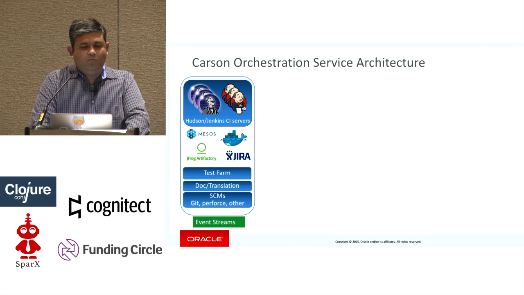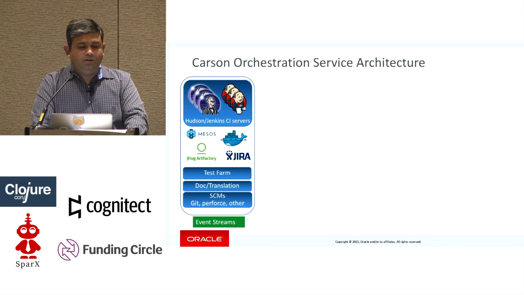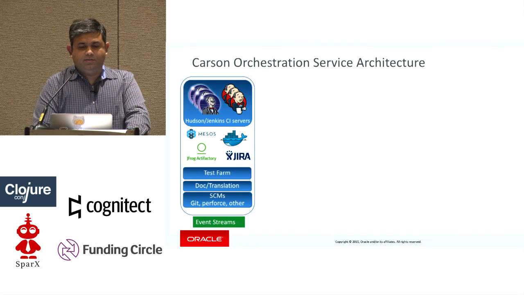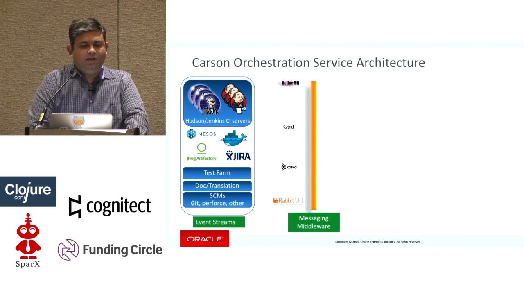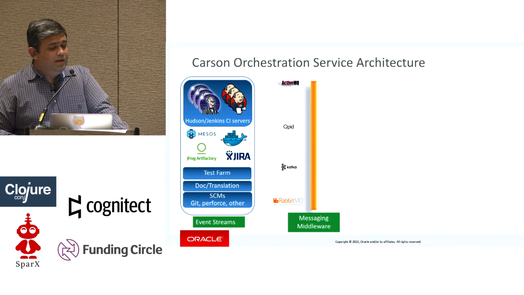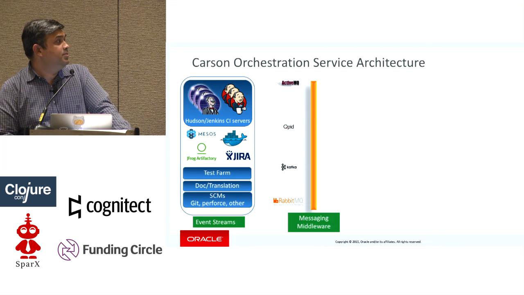And then we have more internal tools like test farm and docs and translation, something that I talked about in a previous slide, source control management systems. All of these act as event emitters. And then they send messages to the messaging middleware. And we currently support all 4 of these. Actively, I guess, only RabbitMQ and Kafka, but Qpid and ActiveMQ have been supported in the past.